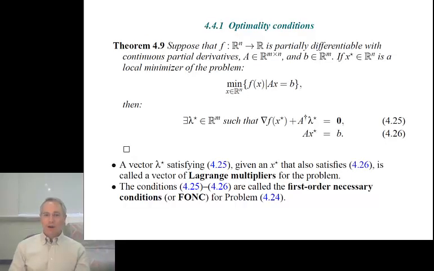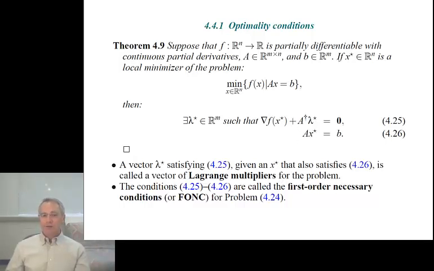Theorem 4.9 characterizes optimality conditions. Again, let's suppose that f is partially differentiable with continuous partials. Let's suppose A is in R m by n, in other words, an m by n matrix. b is an m vector. If x star is a local minimizer of the problem, then we have the following properties. Two of them, in fact. First of all, there exists a vector lambda star in Rm such that the gradient of f at x star plus A transpose lambda star is equal to 0. And second, A x star is equal to b.